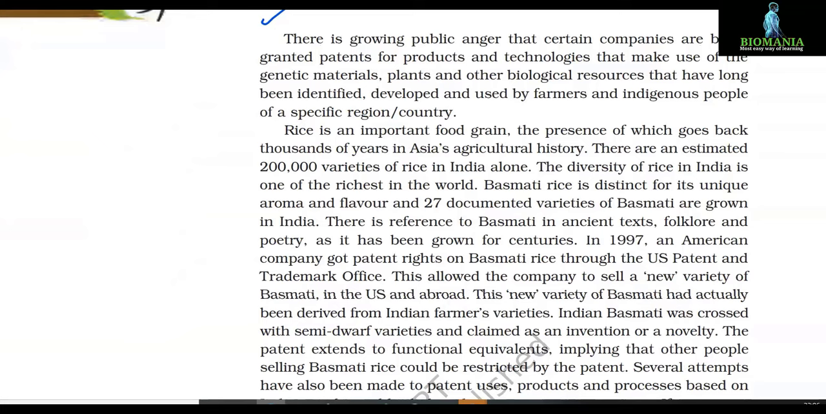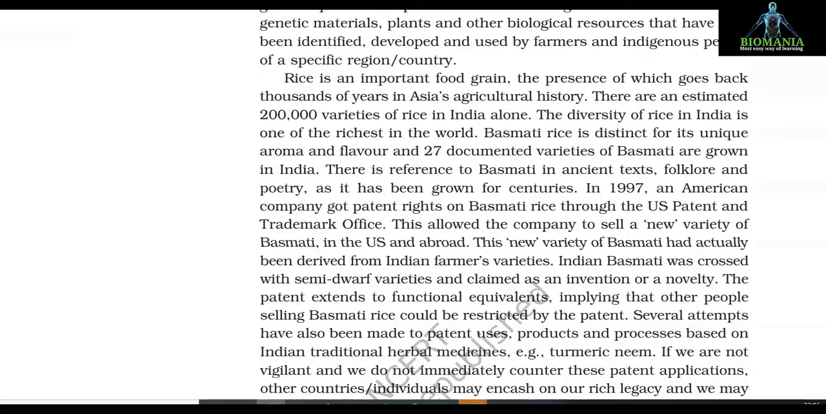There is growing public anger that certain companies are being granted patents for products and technologies that make use of the genetic materials, plants and other biological resources that have been identified, developed and used by farmers and indigenous peoples of a specific region or country.